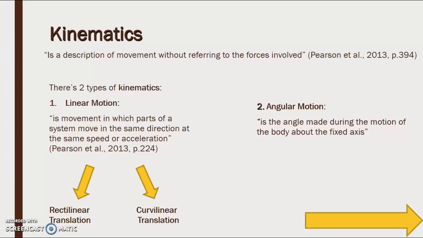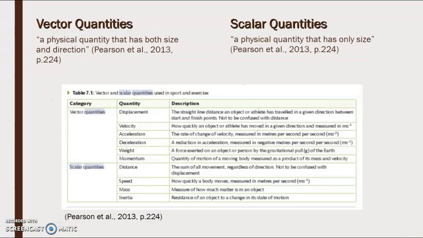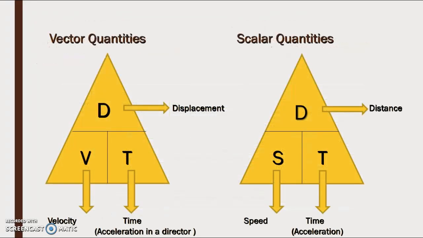So if we move on to vector quantities and scalar quantities. A vector quantity is a physical quantity that has both size and direction, and a scalar quantity is a physical quantity that has only size. So vector quantities include displacement, velocity, acceleration, deceleration, weight, and momentum, whereas scalar quantities include distance, speed, mass, and inertia. So these are the two working out triangles basically.